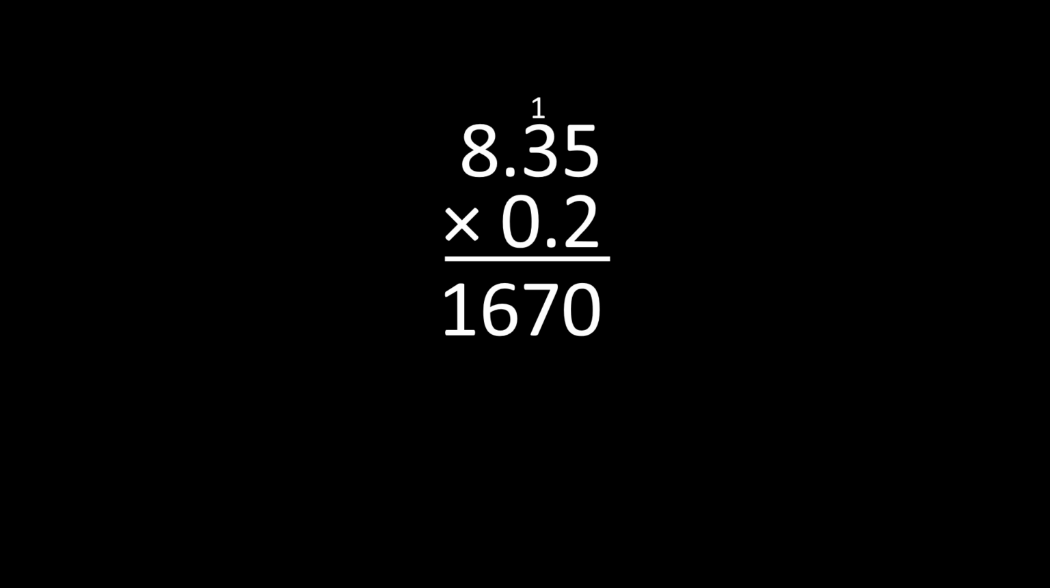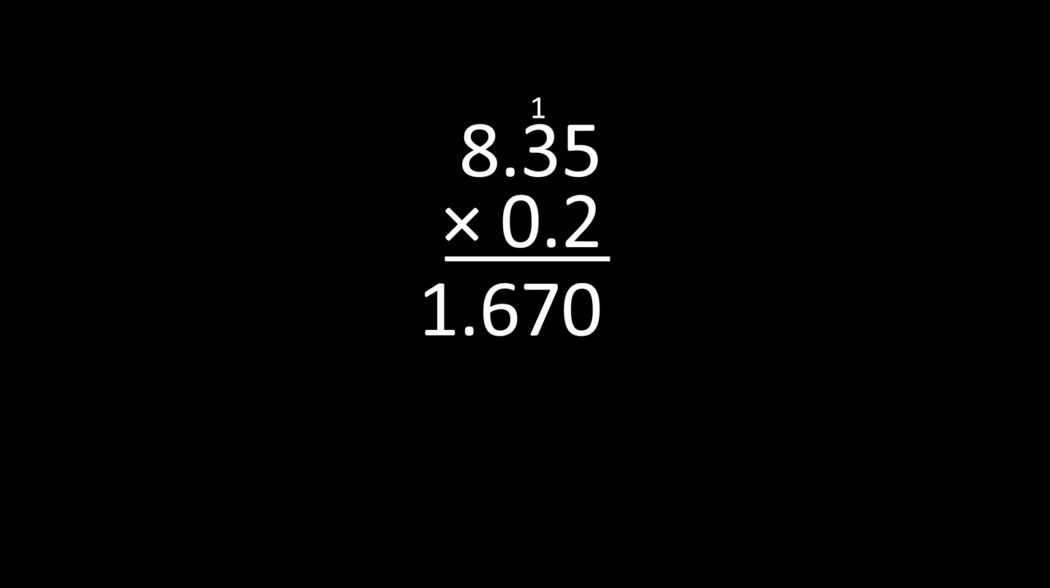Now it's time for us to place the decimal. After you do all of your multiplication, then you're ready to think about where the decimal belongs in your answer. To place the decimal, I'm going to count how many digits are behind the decimal point in the problem. So in 8 and 35 hundredths, I have 2 digits behind the decimal point. And in 2/10, I have 1 digit. So that's 3 total digits behind the decimal point in my problem, which means in my answer, I need to move my decimal over 3 places. So that's 1, 2, 3. So this is where my decimal point is going to go in my answer.